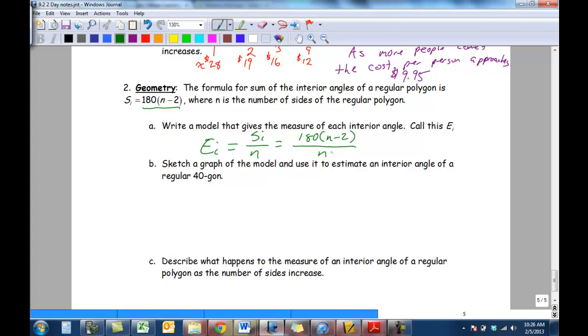All right, so here's the thing. Use your calculator. You're probably going to have to adjust your window a little bit because, I mean, look at the numbers, 180. I want you to graph it, and I want you to tell me what's going on. Think about what this problem is talking about, and we'll talk about this in class tomorrow.